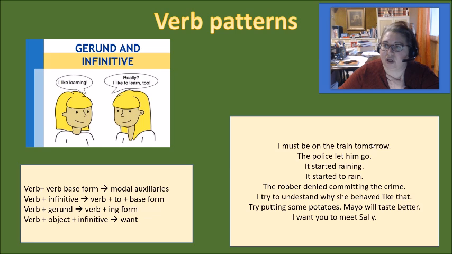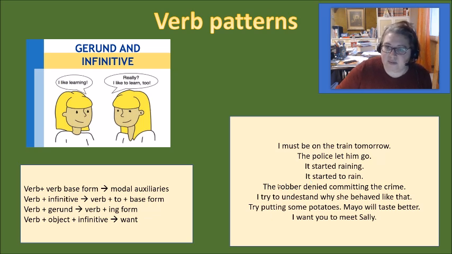Something I won't go deep into the explanation is the exceptions or the special meanings that some verbs can have. But just for the sake of the argument, let me highlight that some verbs can have either the gerund or the infinitive without any change of meaning. So it started raining and it started to rain. It's exactly the same meaning.